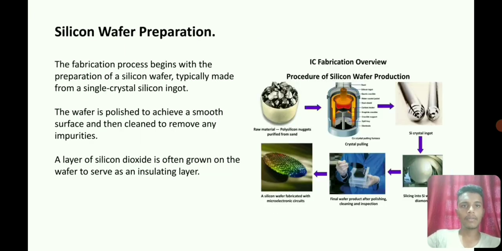And the silicon wafer preparation. The fabrication process begins with the preparation of a silicon wafer, typically made from a single crystal silicon ingot. The wafer is polished to achieve a smooth surface and then cleaned to remove any impurities. A layer of silicon dioxide is often grown on the wafer to serve as an insulation layer.